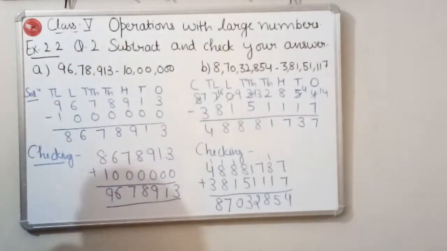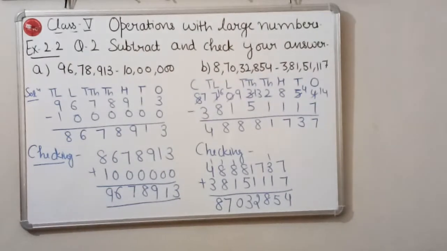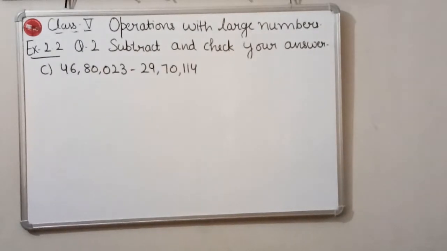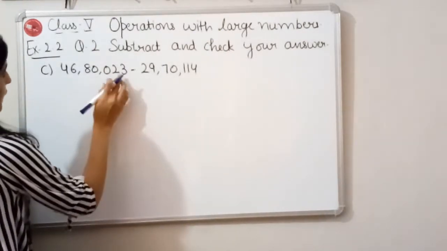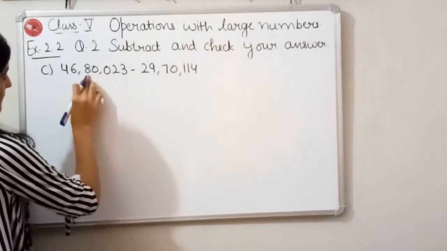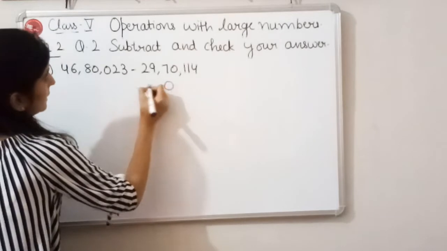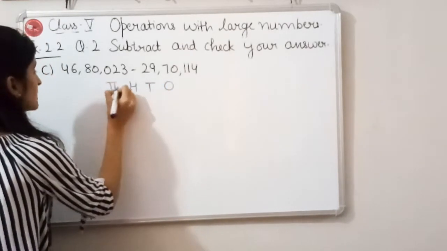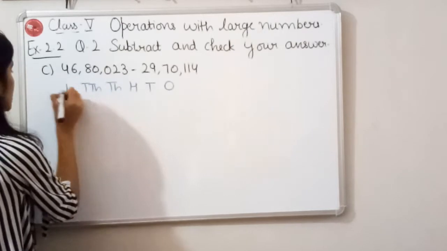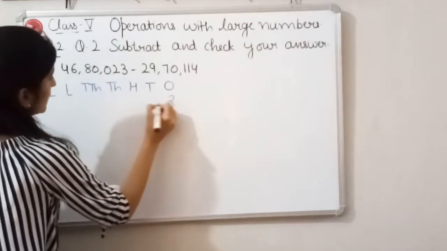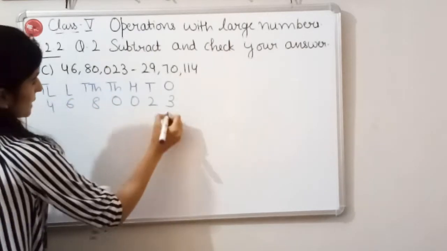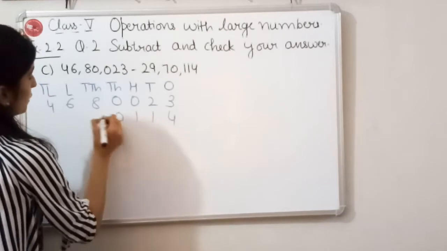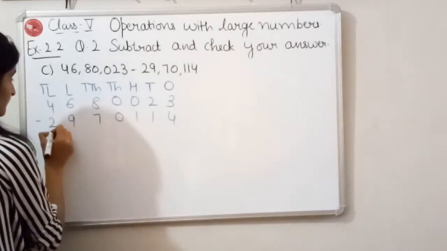Now we will do one more part of this question. Now C part is, again we have to subtract and then check the answer. So ones, tens, 100, 1000, 10,000, lakh, 10 lakh. So 3, 2, 0, 0, 8, 6, 4. And this will be 4, 1, 1, 0, 7, 9, 2.